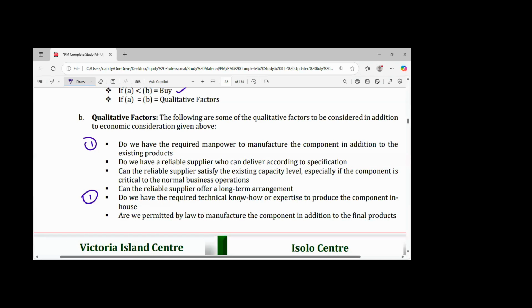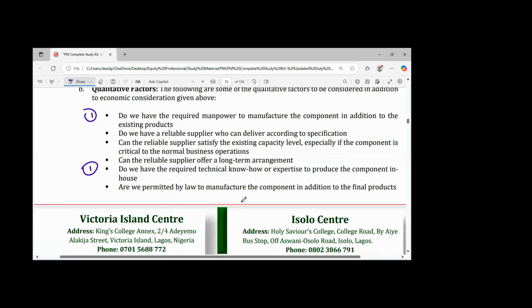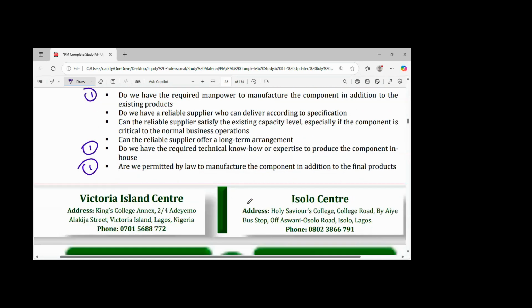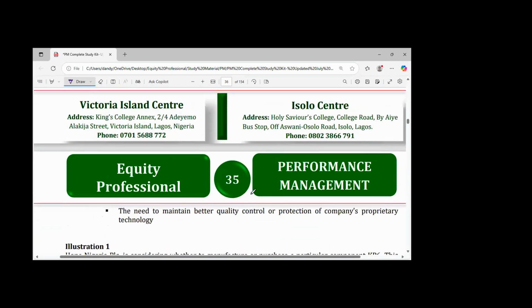So you need to ask yourself whether you have the requisite technical know-how or expertise to produce the components in-house. Then number three, under the internal production, you need to ask yourself if, as an entity or as a company, we are permitted by law to manufacture the components in addition to the final product. Because not all products are permitted by law in every state. So you need to ask yourself if the law of the land permits you to manufacture the components. That's another factor you need to take into consideration under internal production.